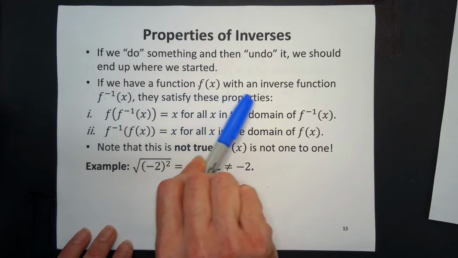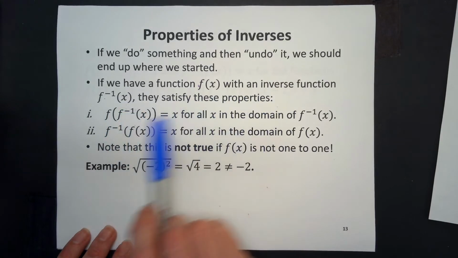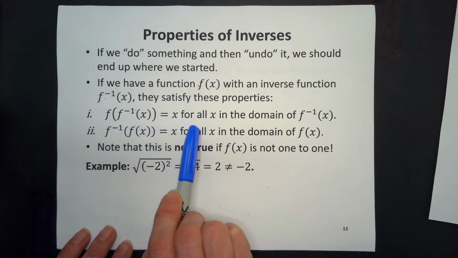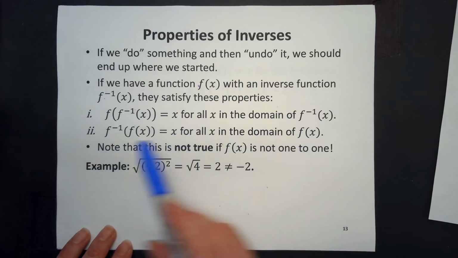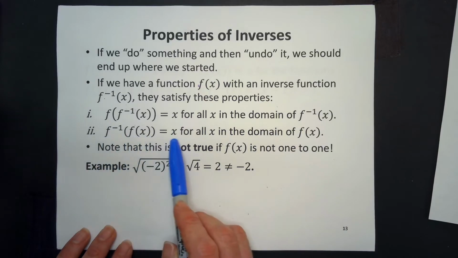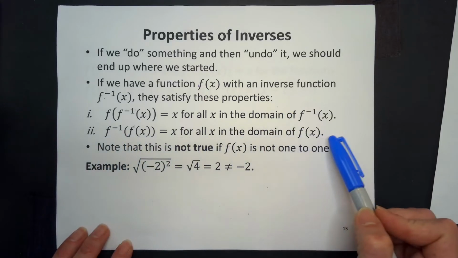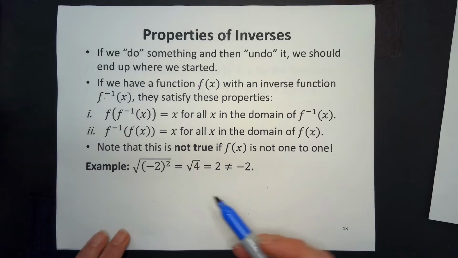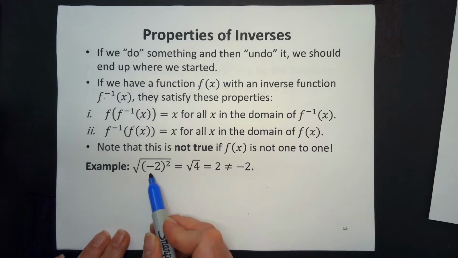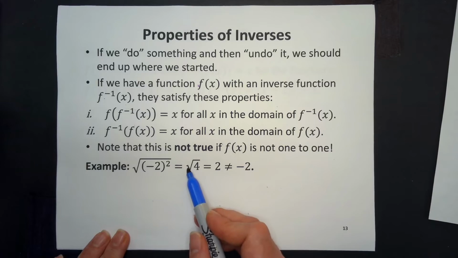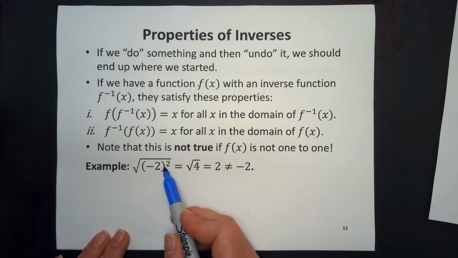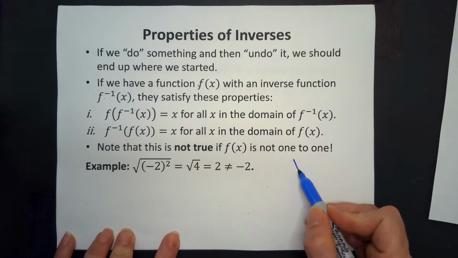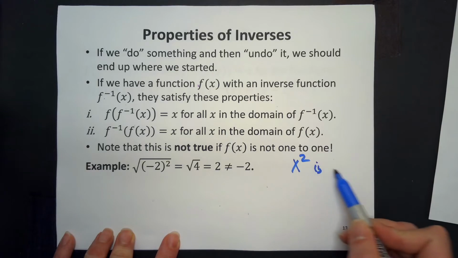We have a function f of x with an inverse, f inverse of x. They satisfy the properties: f of f inverse of x equals x for all x in the domain of f inverse of x, and f inverse of f of x equals x for all x in the domain of f of x. Note if this is not true, then f is not 1 to 1. So for example, if we take a number and square it, and then take the square root of it, well, negative 2 squared will give us 4. Square root of 4 is 2, it's not equal to negative 2. That's because x squared is not 1 to 1.